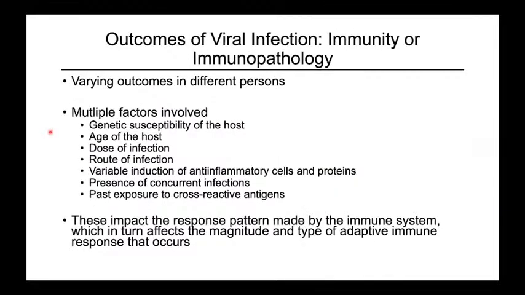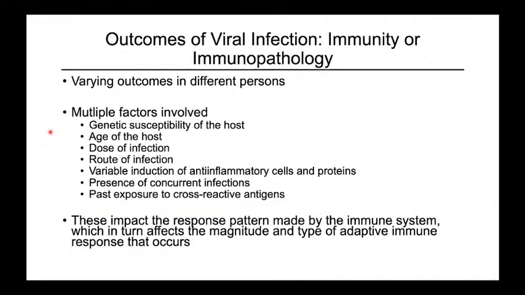So what are the outcomes of viral infection? If you're able to control the infection, of course, we develop immunity, but sometimes you develop immune pathology, and these outcomes vary in different persons. I think we've seen this with SARS-CoV-2. Some people get infected, they're asymptomatic. Some get infected, they have mild symptoms. Some get infected, they have severe symptoms. Then they recover. Some get infected, they have severe symptoms, and then they die.